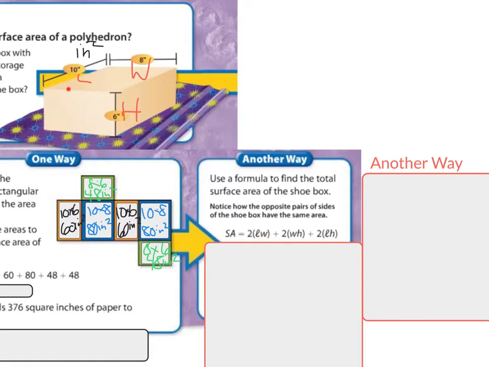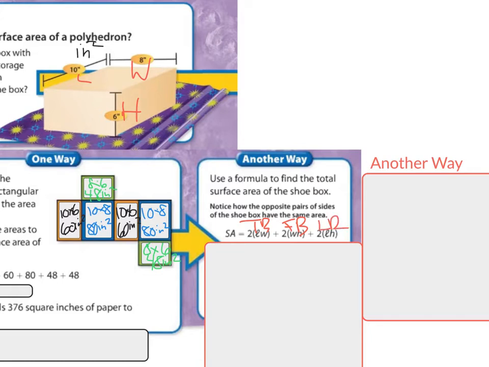Length and width, I see that's length, width, so that's the top and the bottom. Width times height, what's that? Width times height, so that's the front and the back. And length times height, that's left and right.